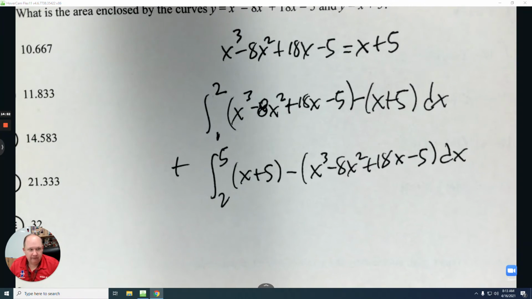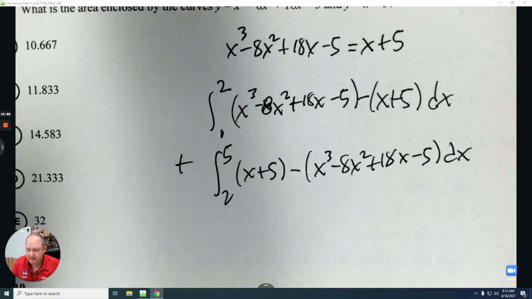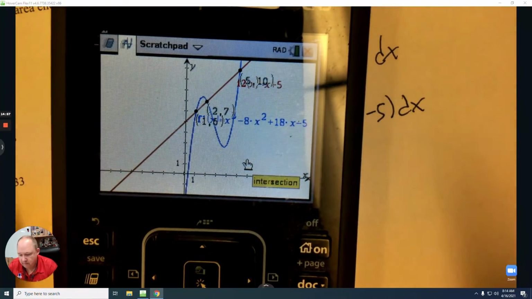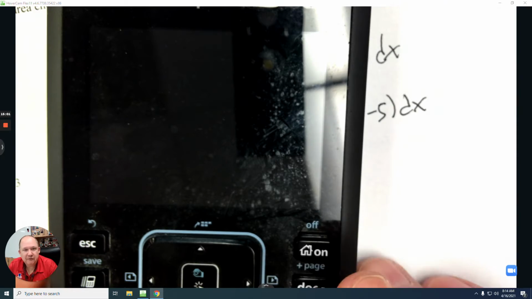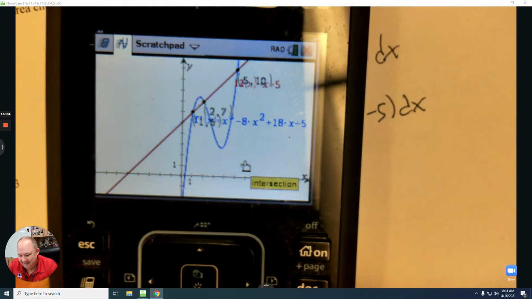Now I'm going to let my calculator do this work, but that's ultimately what I'm doing. You may have never done this with your calculator, so we're going to do it right now. I'm going to turn it on first. I'm going to press Menu.